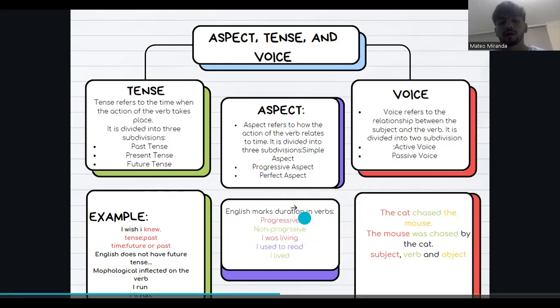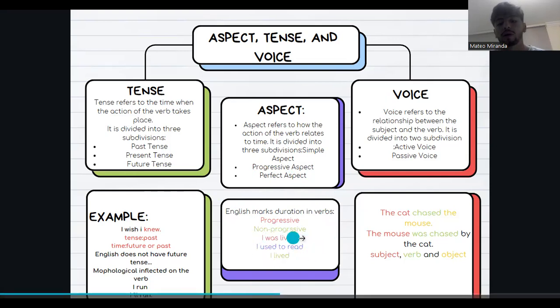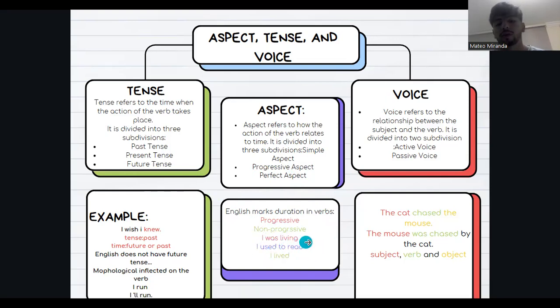So, in English we mark duration in verbs; we have progressive and non-progressive. In progressive, an example is "I was leaving." Why? Because the verb in -ing shows a progressive action that can be in the past, but it progresses. The verb shows progression, an action that progresses.